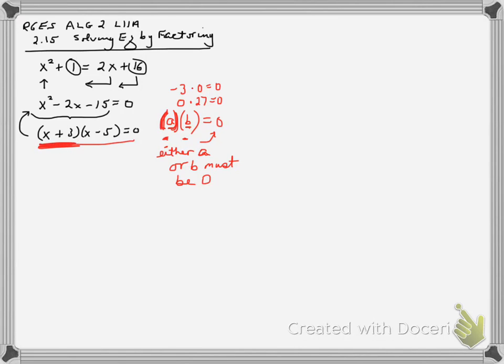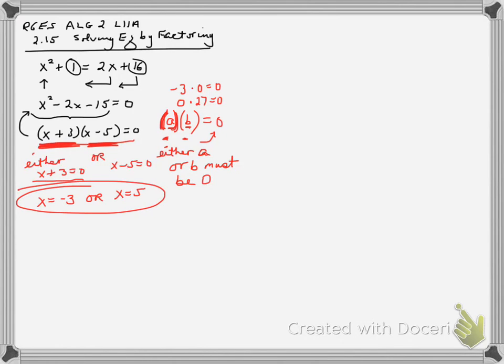Either this, we could call that my A, must equal 0, or this must equal 0. So let's do that. Either x plus 3 must equal 0, or x minus 5 must equal 0, in order for the product, when I multiply them together, to get an answer of 0. So just solve each of these mini little teeny equations. X equals negative 3 or x equals 5. And now you've solved it.